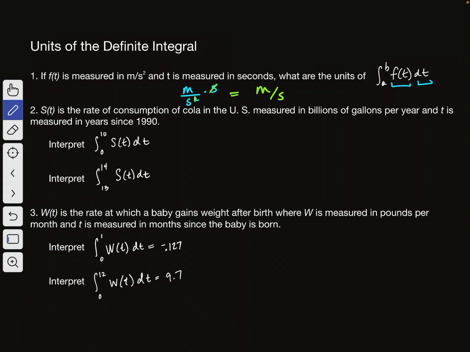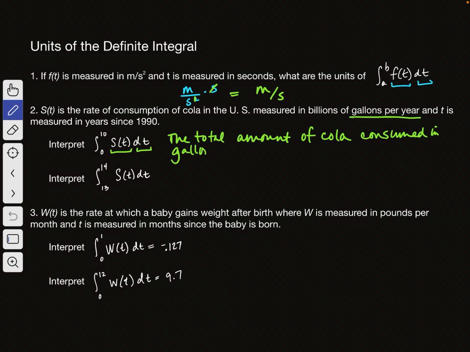Interpret this. And so what this is saying, and S of t, let's just think about this real quick. S of t is measured in gallons per year, and t is measured in years. And so when I multiply those, the product is going to give me just gallons. So this is going to be the total amount of cola consumed in gallons between, and it tells you time since 1990, between 1990 and 2000. That would be the 10 years.